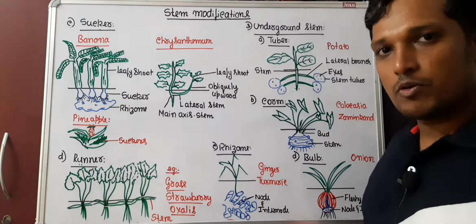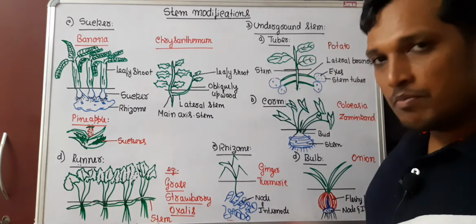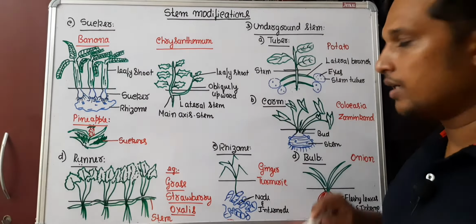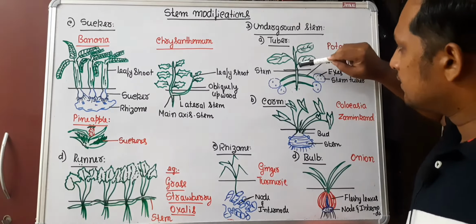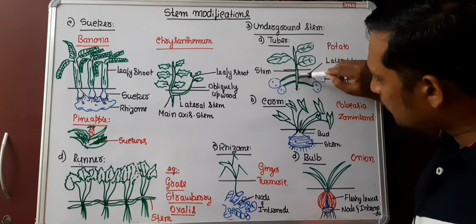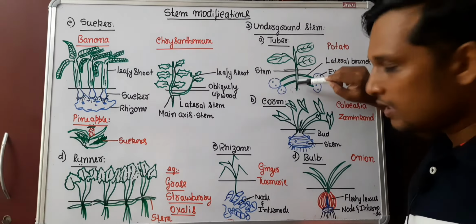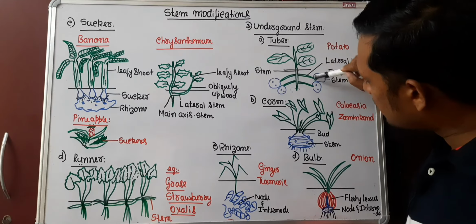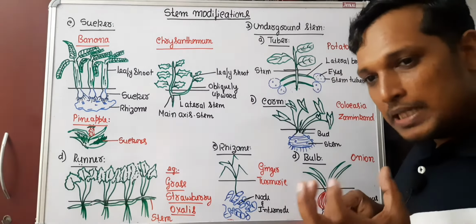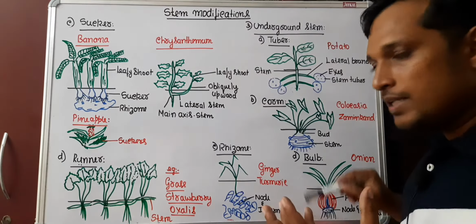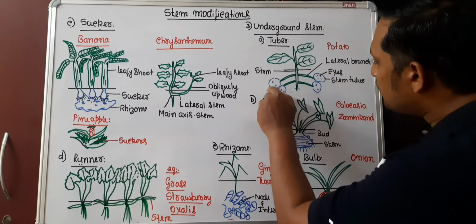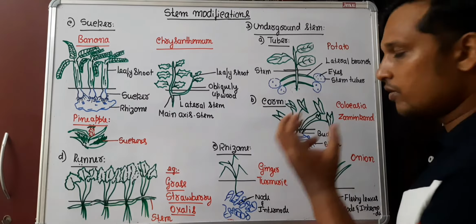Third, underground stem modification, which is a stem modification below the soil. Tuber is seen in potato, where this is a potato shoot. Looking at the underground stem of the potato, you can observe this is not a root, it is a stem only. The stem produces a lateral stem, that is a branch. At the tip of the lateral stem, bulging occurs, and that is called a tuber. Why bulging? Because of food storage. These bulged stems are known as tubers.